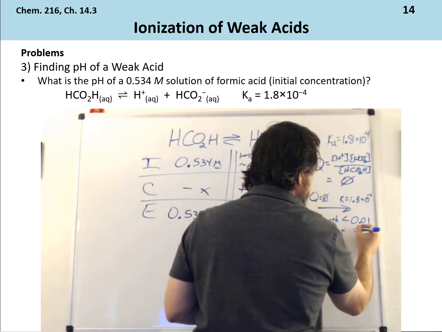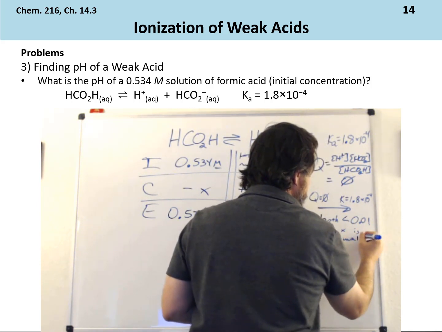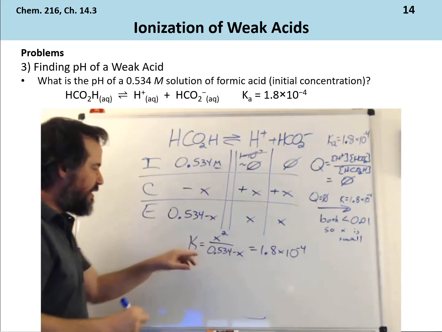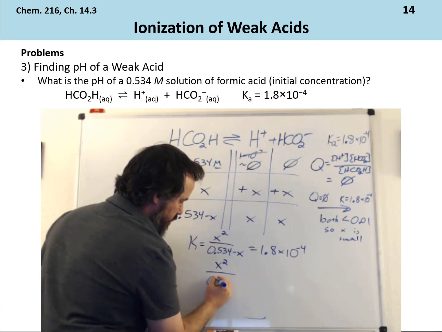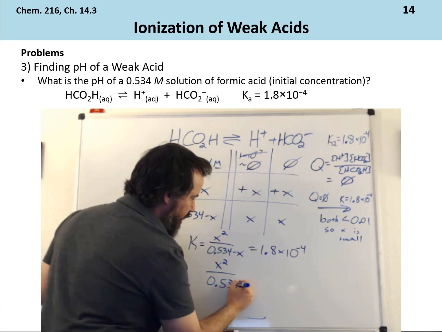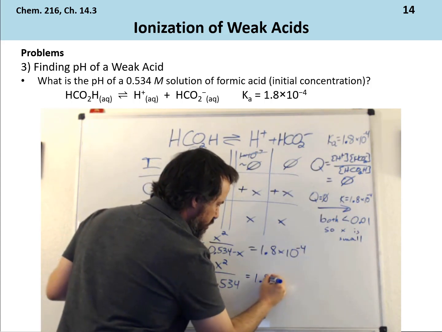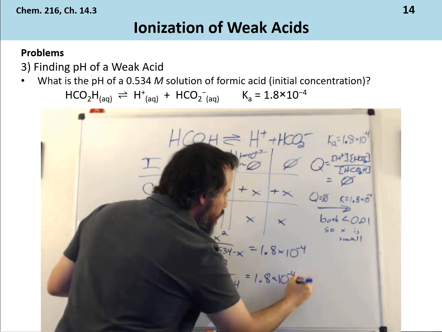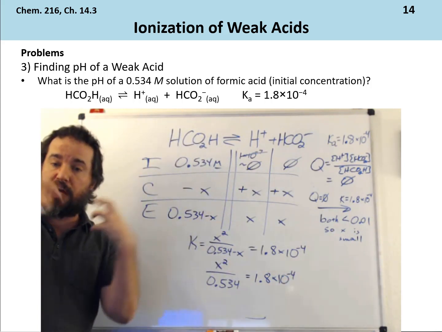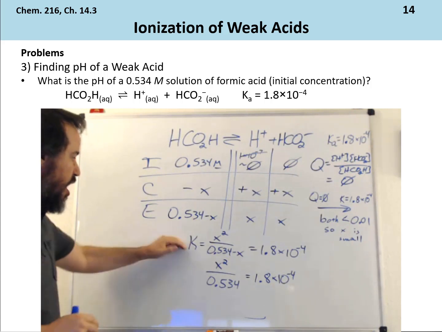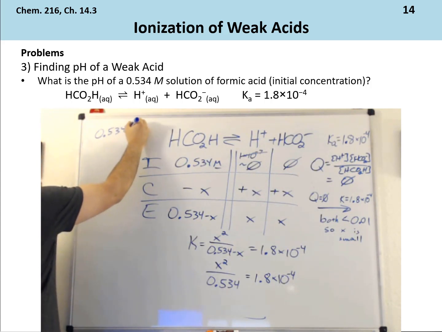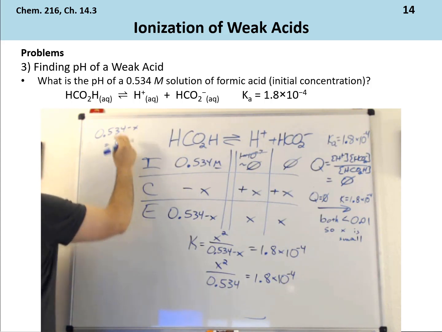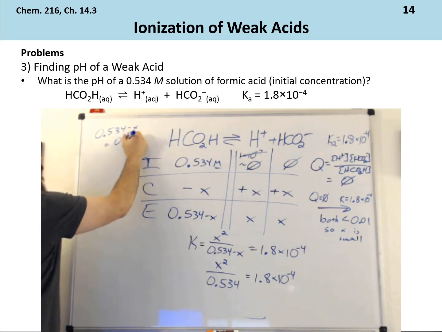So x is small. What that means is I'm going to assume that this is just this. Remember, if I make an assumption, I should come back later and check it. So I assume that 0.534 minus x equals 0.534.